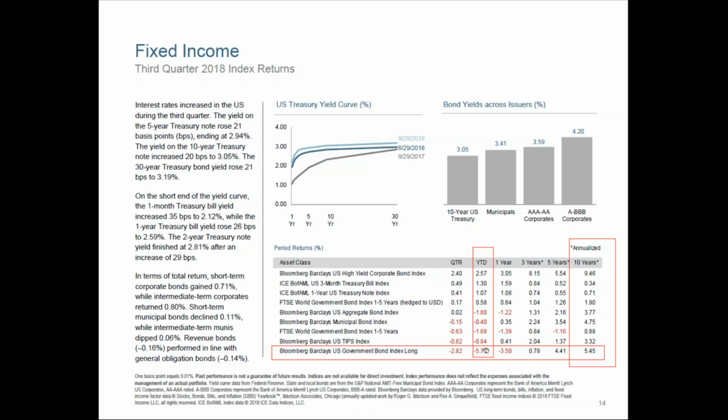We still have an allocation to long, intermediate, and short-term bonds, as we always have. We overweight a little bit based on many factors, usually not the Fed, but at the moment, long bonds are down. Now, over the long term, we own long bonds because the rate of return over the long term is better than the short-term bonds.